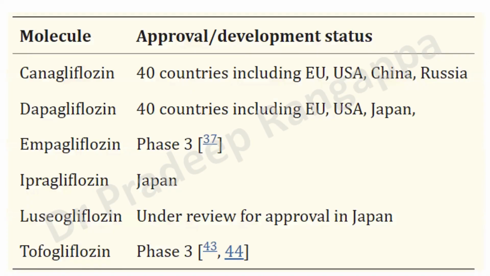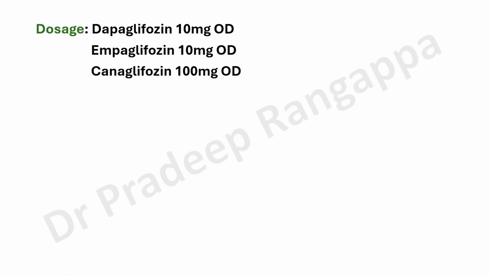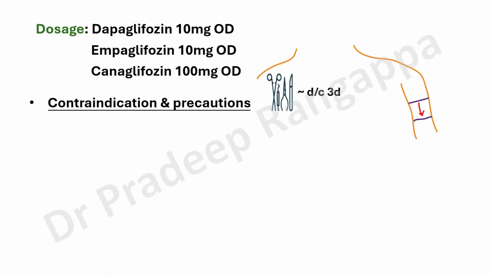When you talk about SGLT, these are the drugs that are available currently in India. Dapagliflozin and empagliflozin are available. As you see, they're all approved in various countries. The dosage of dapagliflozin is 10 mg once a day, the dosage of empagliflozin is 10 mg once a day, and canagliflozin is 100 mg once a day.